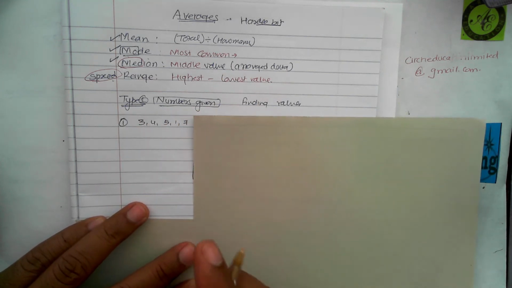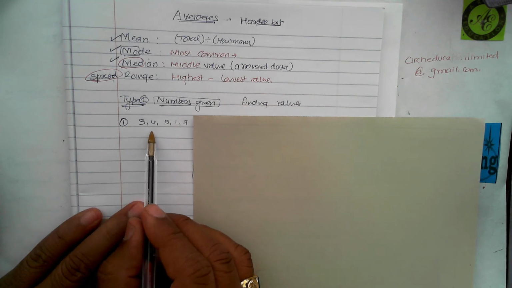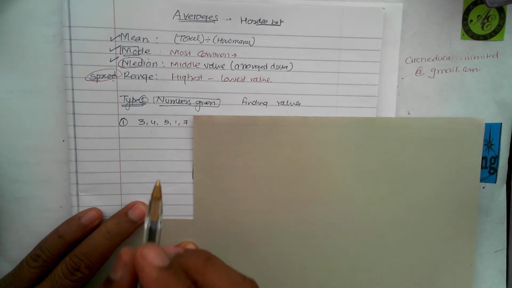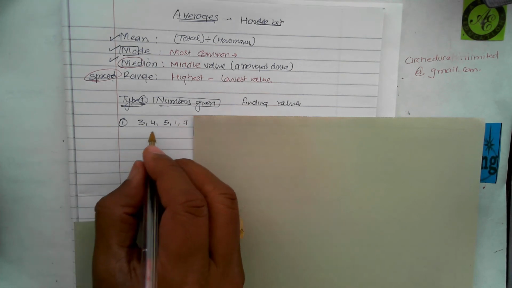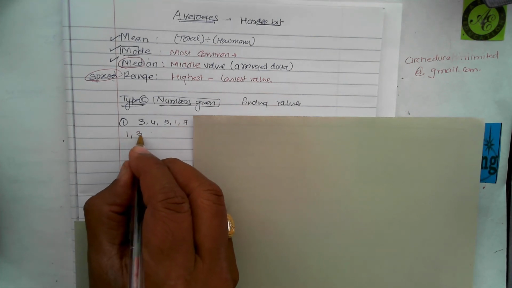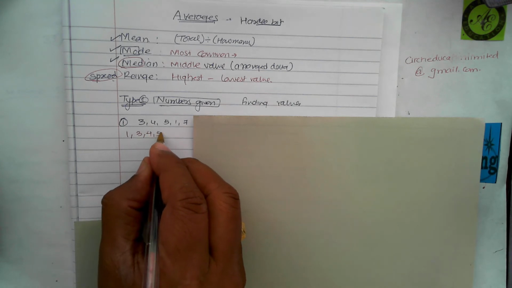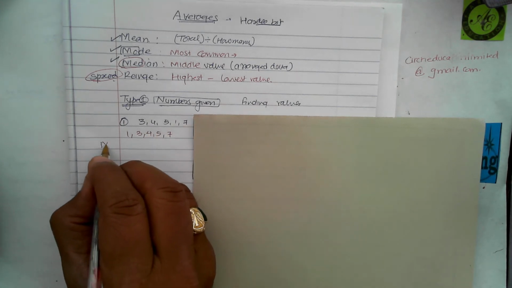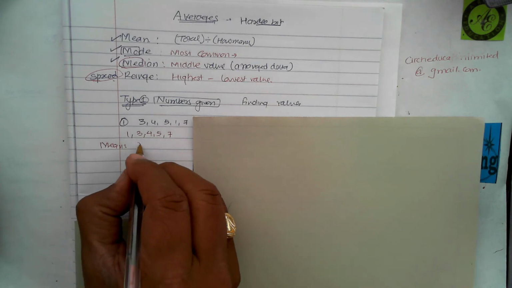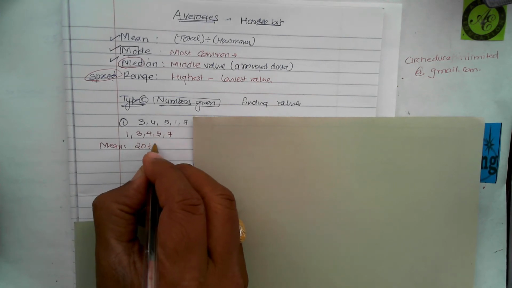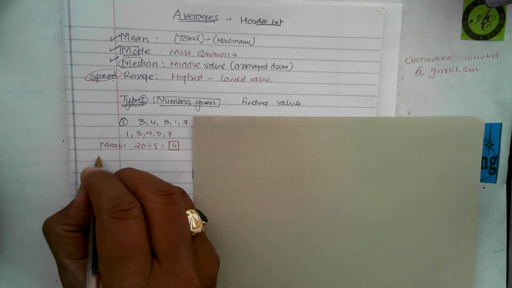Number one. Step one, we check, is this data in order? The answer is no. So what do we need to do, guys? We have to first put them in order. Smallest is 1, then 3, 4, 5 and 7. So the mean is, add them all together: 12, 16 and 20. 20 divided by 5, the answer is 4.